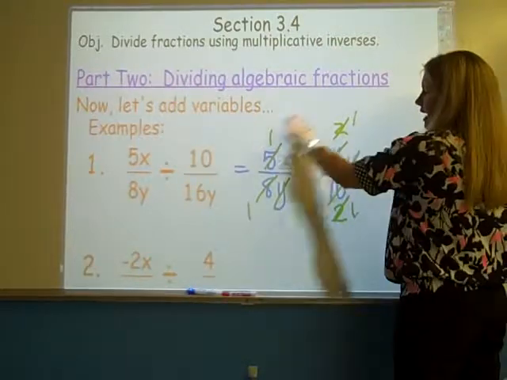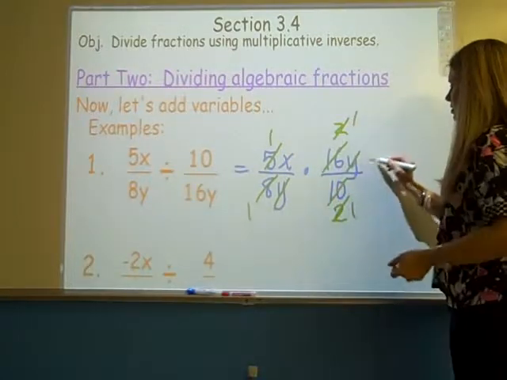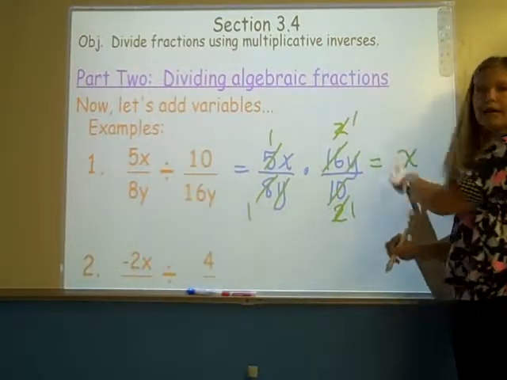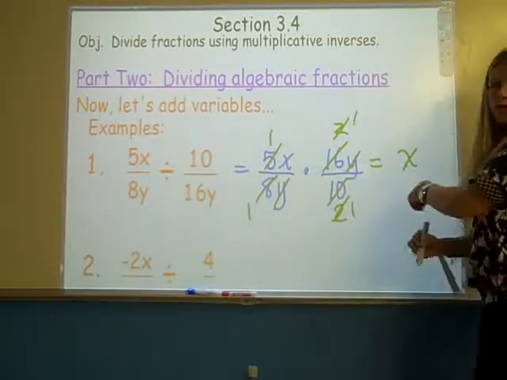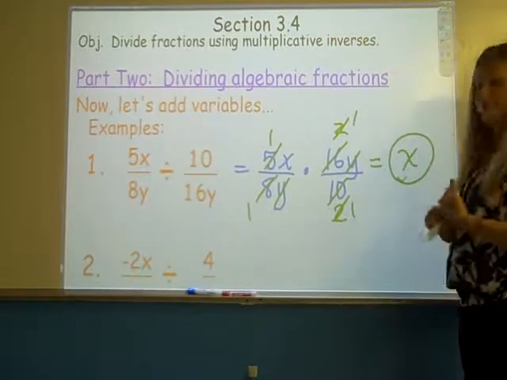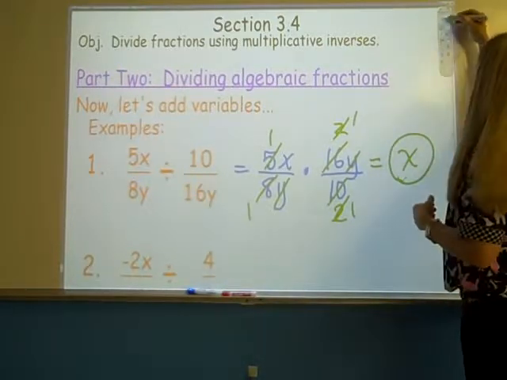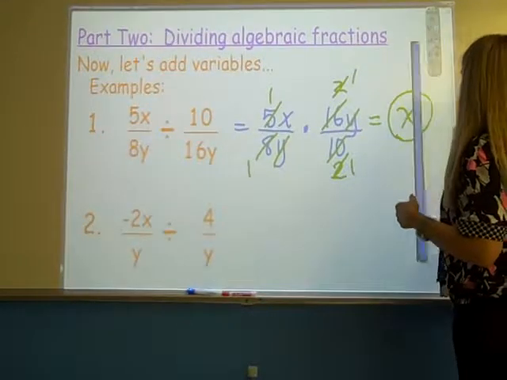I'm left with on the top 1 times x times 1 times 1. So I'm left with x. Don't write 1x. On the bottom, I'm left with 1 times 1. Don't write over 1 because that's not in simplest form. We leave it as x. Done. One more, and then that's it for today.